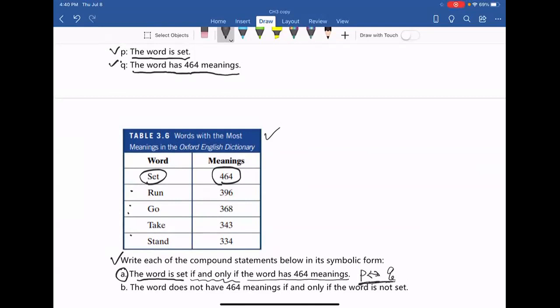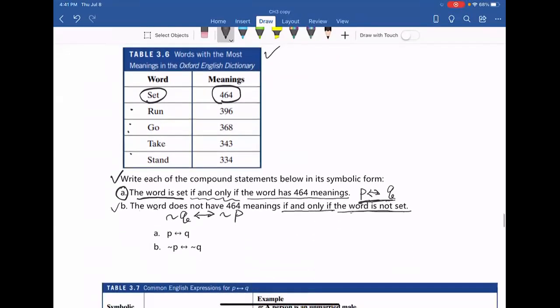Next one is number B. The word doesn't have 464 meanings. This is not Q, if and only if the word is not set. So I need to have if and only if and not P, because our P is the word is set, and here it is looking for the word is not set. So here is the symbolic form of the compound statement.